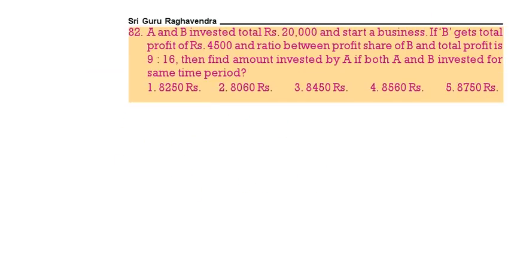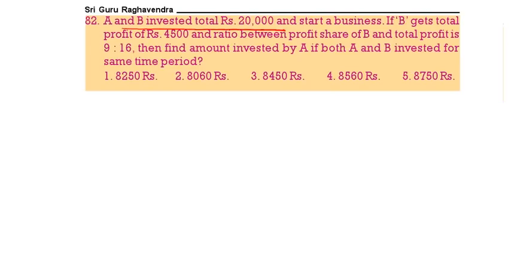Next question. A and B invested 20,000 and start a business. If B is getting 4,500 and the ratio of B profit and total profit is 9:16, then find the amount invested by A if both A and B invested for same time period. Now A and B invested totally 20,000. So A is investing X, B is investing 20,000 minus X. Now X by 20,000 minus X. Here we don't consider time period because both are investing for same time period.